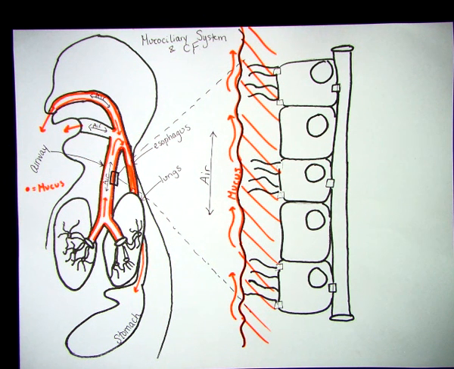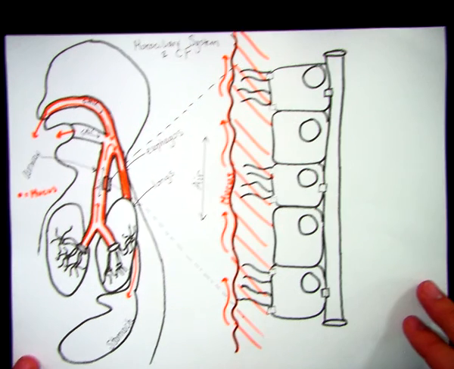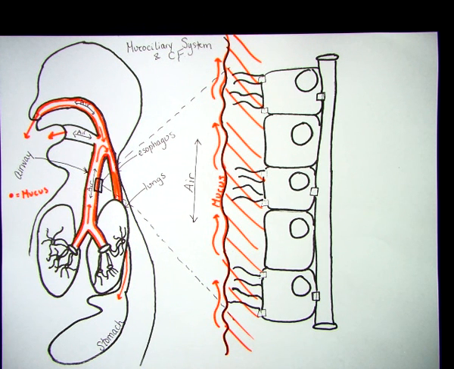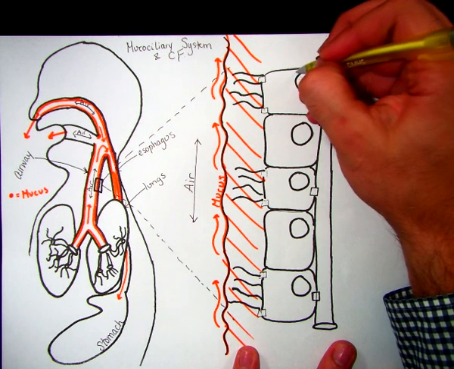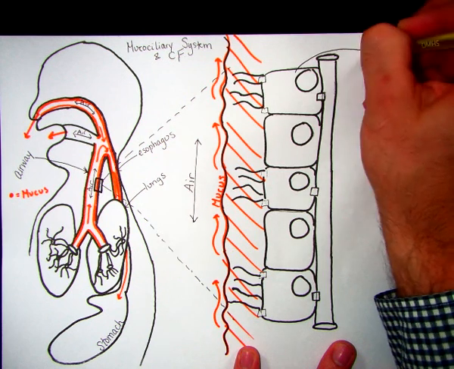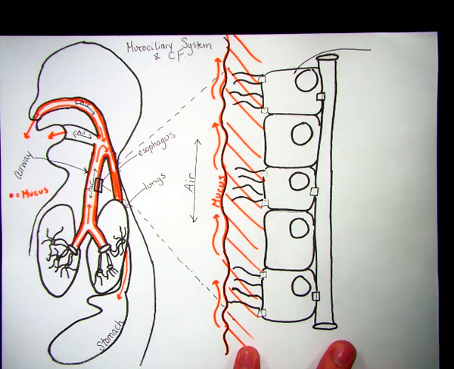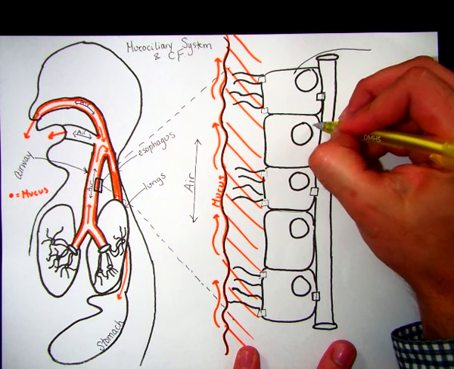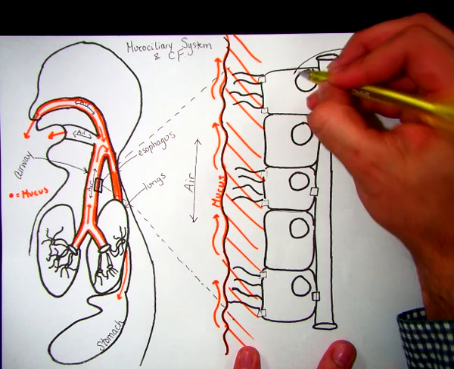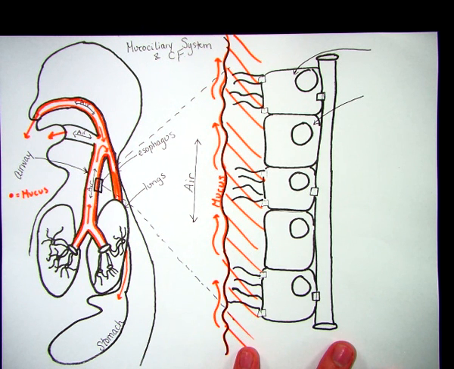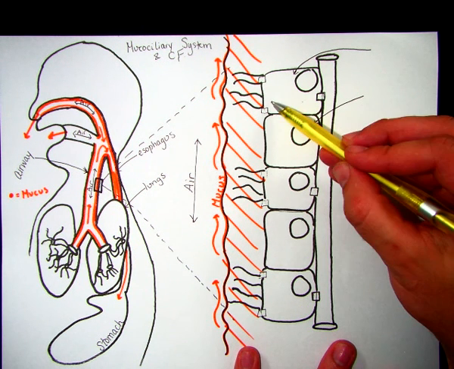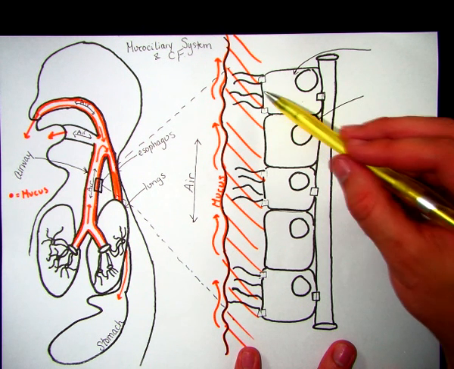All right. So these are 5 cells that make up the airway. So a couple of labels here. So we've got 2 types of cells. One cell has these wavy finger-like structures. The other one does not.